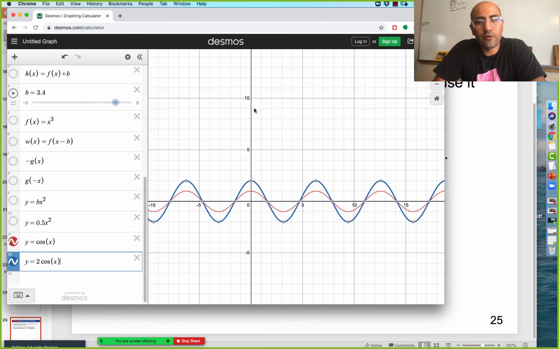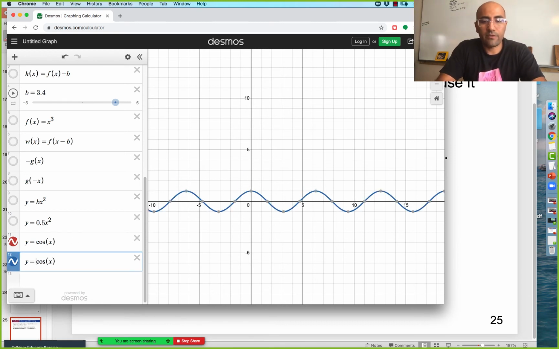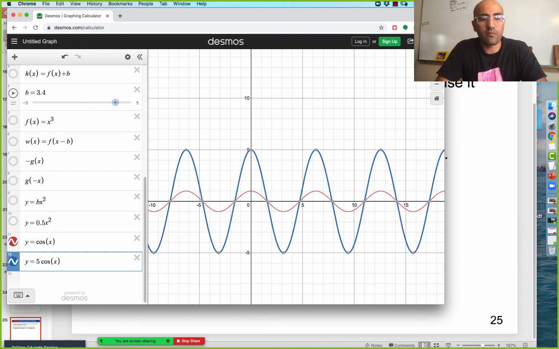So it's getting vertically stretched. Instead of having heights of 1, they now go up to a height of 2. And instead of going down to negative 1, it goes all the way down to negative 2. Right? So it's getting stretched vertically by multiplying it by 2. You can multiply it by 3, and it'll stretch even more. Multiply it by 5, it'll stretch even more.